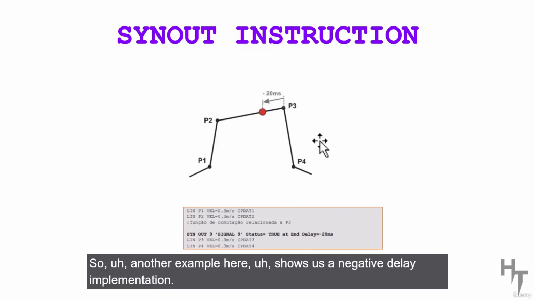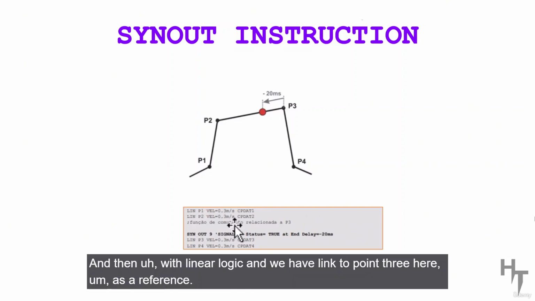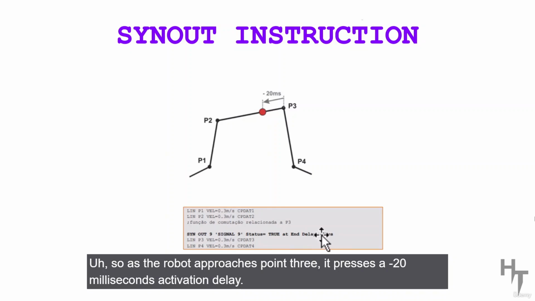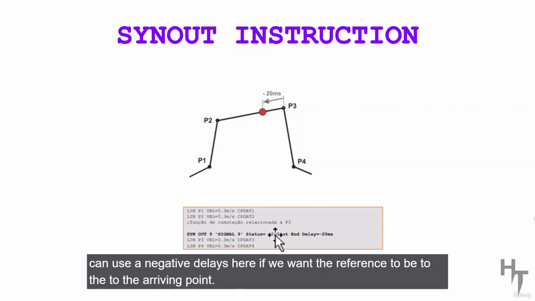Another example here shows us a negative delay implementation. So we have point 1 to point 2, with linear logic, and we have linked to point 3 here as a reference. As the robot approaches point 3, it applies a minus 20 milliseconds activation delay. This means 20 milliseconds before reaching point 3, the system activates signal 9. So we can use negative delays if we want the reference to be the arriving point.